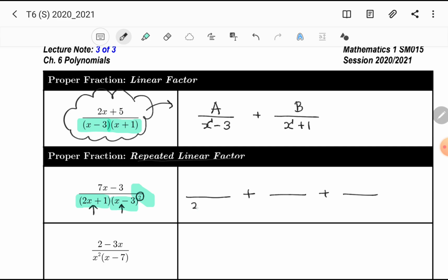Okay, so first is 2x plus 1. 2x plus 1 adalah linear factor. Atas dia kita letak A. And next is x minus 3. So, kita akan ambil x minus 3 power of 1 first. So, atas dia will be B. And then last x minus 3 power of 2. Atas dia C. Okay, kita tengok yang dalam bracket tu. Dia adalah linear. So, atas adalah constant.